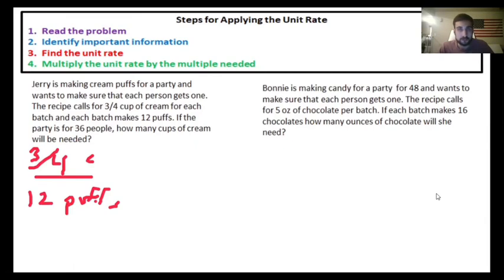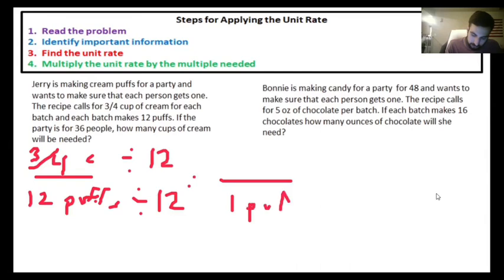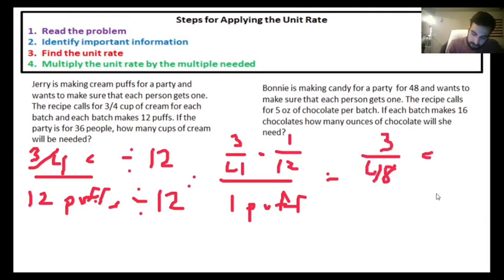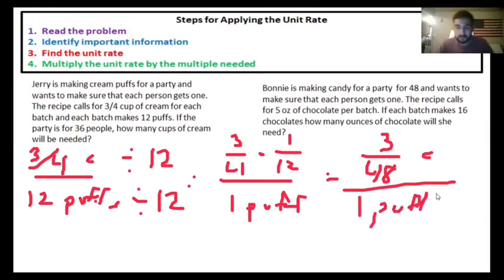So now we need to find the unit rate for the amount of puffs it will make. To do that, I divide my denominator by itself. Do it to the bottom, I also do it to the top. We now have 1 puff. 3/4 keep change, flip, 12 becomes 1/12. And we have 3/48 cups for 1 puff. So we know we have 3/48 cups of cream for 1 puff.